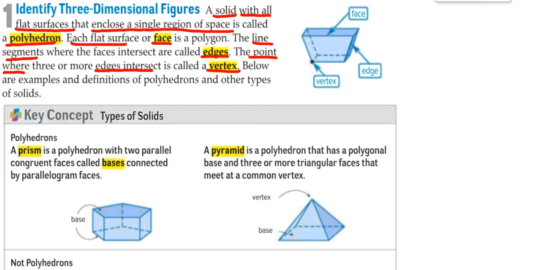Yesterday in 6th hour, instead of writing these definitions in our key terms page, we're having them on the handout and just underlining important things. A solid with flat surfaces that enclose a single region of space is called a polyhedron. The flat surfaces are faces. The line segments where the faces intersect are called edges. And the point where 2 or more edges intersect is called a vertex.